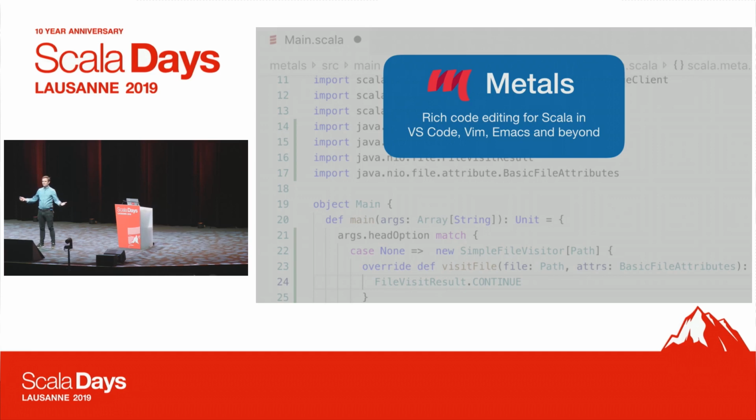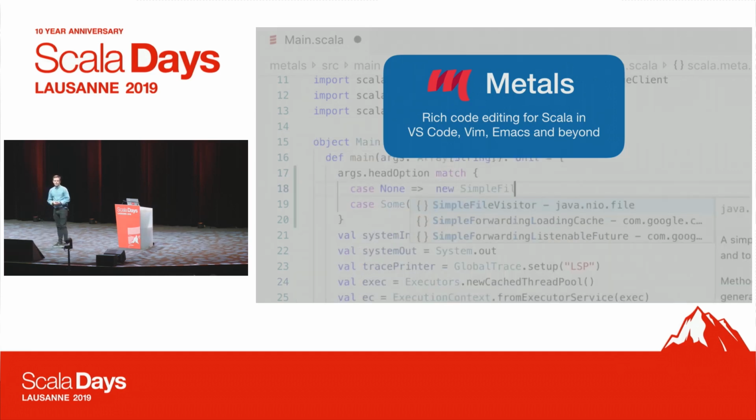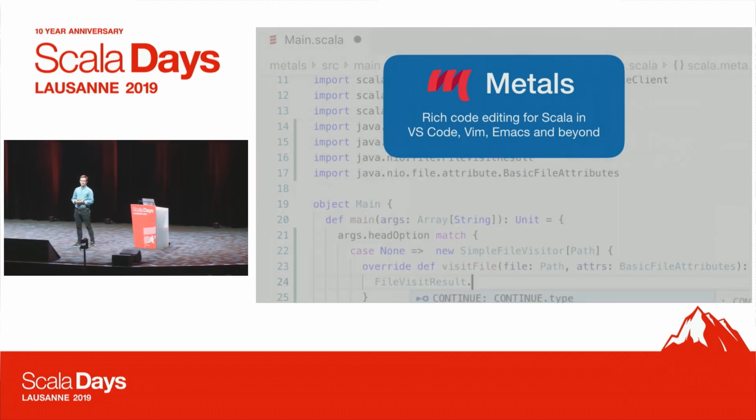So my name is Olaf, and I'm really excited to be here and present Metals, a project that provides rich code editing for Scala and text editors such as VS Code, Vim, Emacs, and beyond.